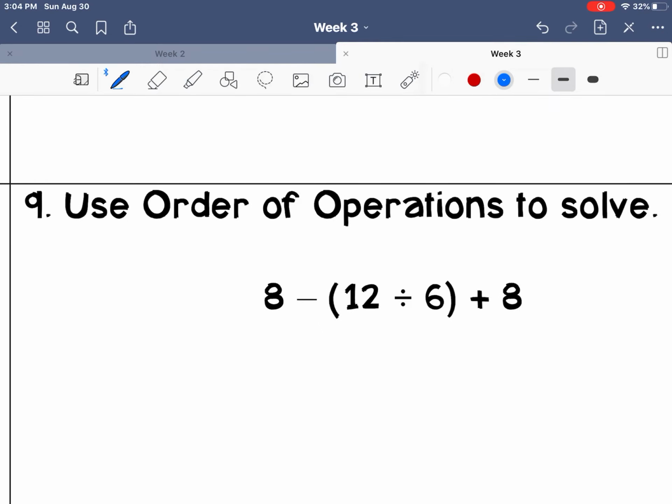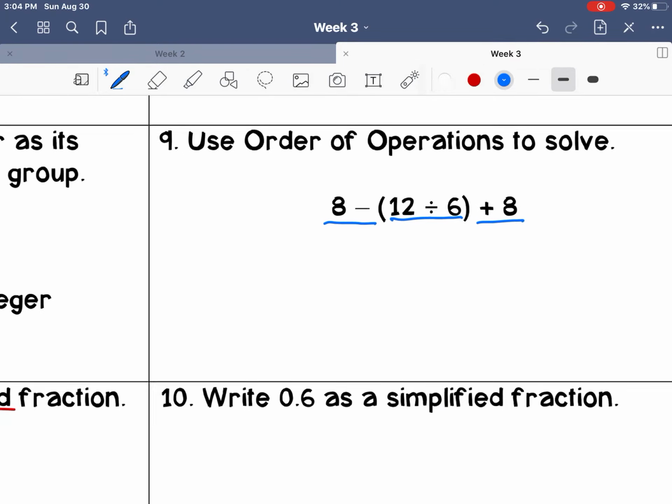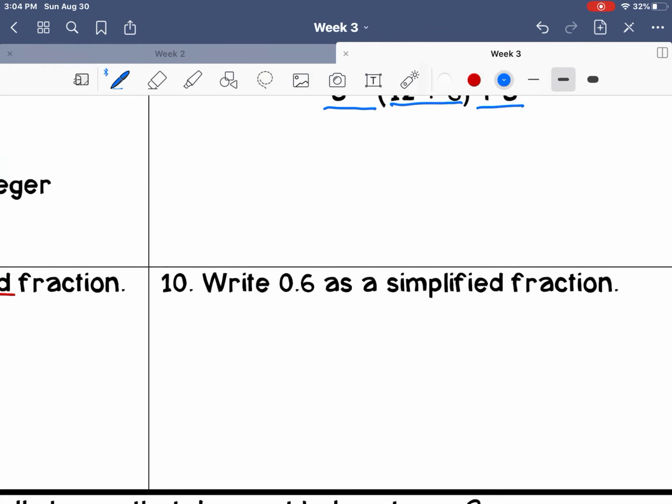Number 9, use order of operations. Remember, start with parentheses, then you would subtract, and then you would add. You do it in order from left to right. Number 10, write 6/10 as a simplified fraction. Remember, when you say it correctly, you don't use the P word. It's 6/10, and you can simplify that.